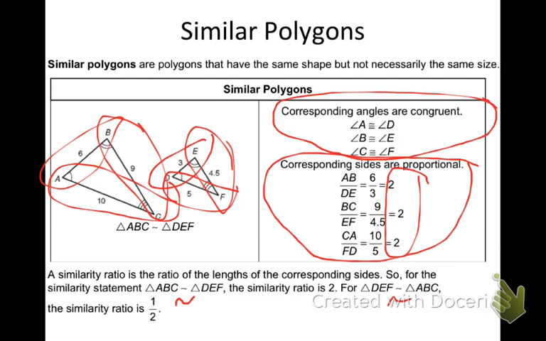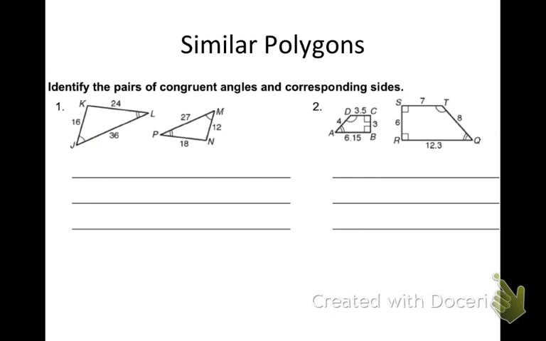Now make sure you recognize, it's 1 to 2, 2 to 1. Make sure you put the correct ratio part with the correct triangle. Match them up in the order they're given. That is important. So let's look at number 1 here. I want to identify the pairs of congruent angles and congruent sides. So for instance here, I have angle J.